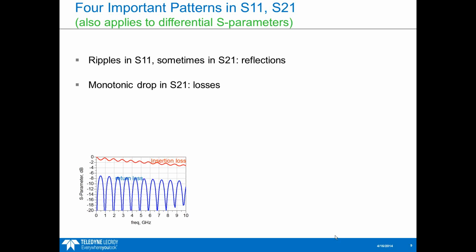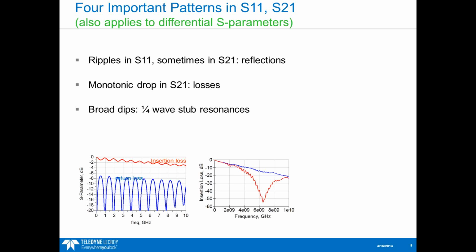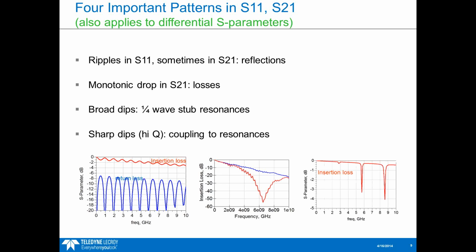In insertion loss, we typically see a monotonic drop-off. As you go to higher frequencies, you see more loss. Sometimes you can see broad dips in the insertion loss from quarter wavelength stub resonance, and then sharper dips from coupling to a cavity or coupling to floating metal in the circuit.